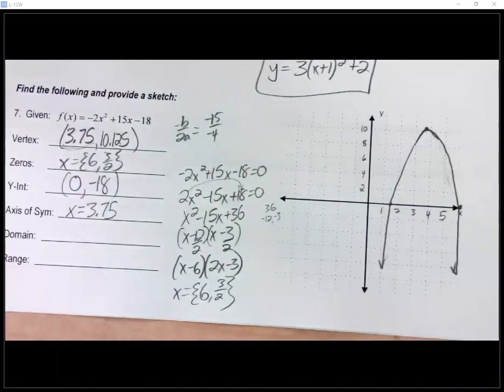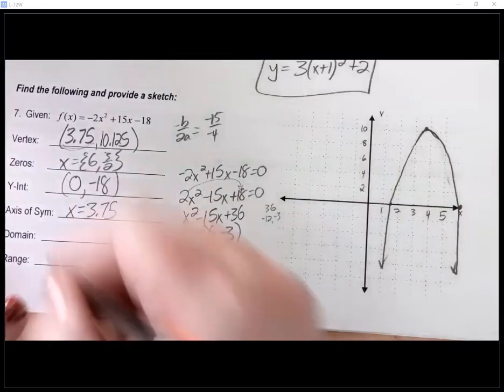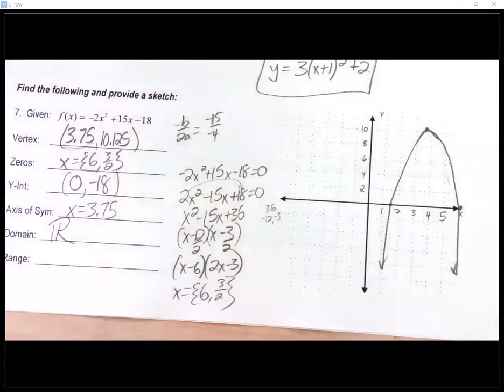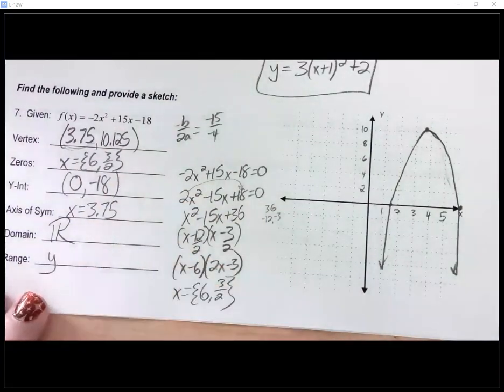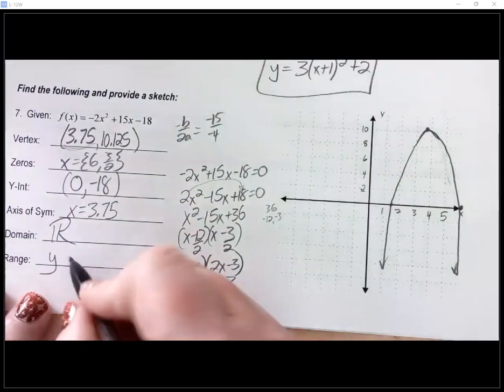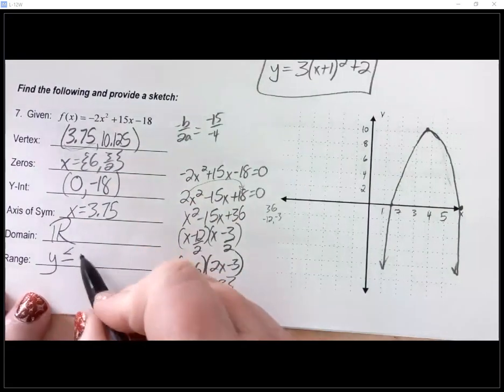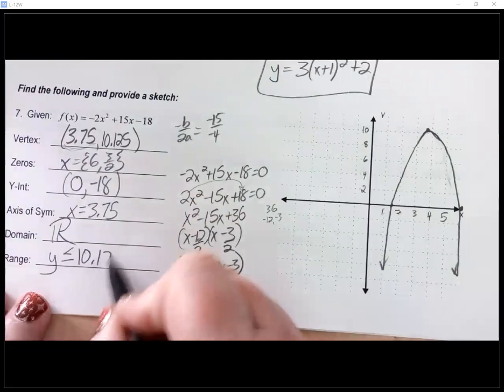So hey, that's the one you should be shouting from the rooftops. Oh, yeah. Reals, hooray! That's our easiest one. And the range is y is less than or equal to 10.125. How do you know?